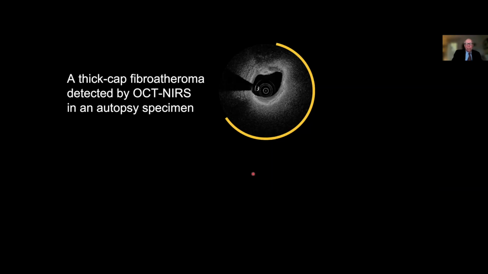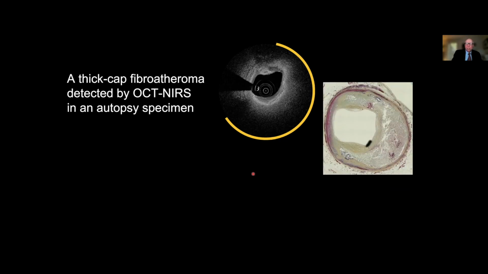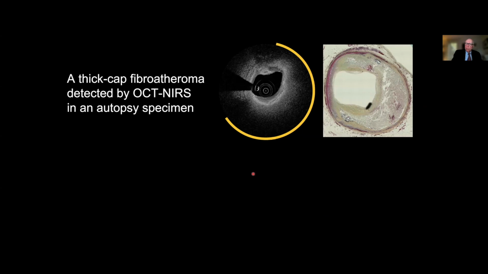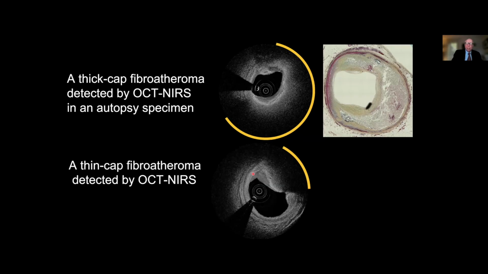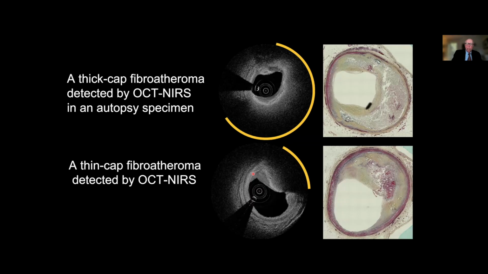Now, in terms of imaging that plaque that I showed you histology, here's a different way to image it with OCT and near infrared. This was done in an autopsy specimen. So here is a thick-capped fibroatheroma. And then here is something that looks a little more scary on OCT. And the histology that goes with that is a thin-cap fibroatheroma.